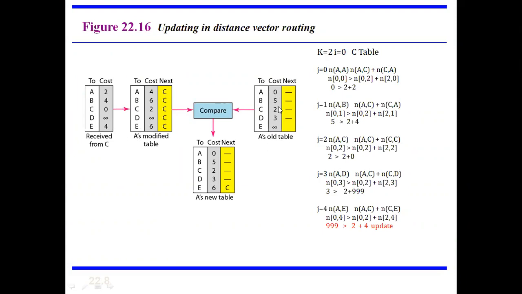Now this is the A old table. So A cannot reach the E node, so the value is infinity. So the C will share its table. So this is the C table distance.